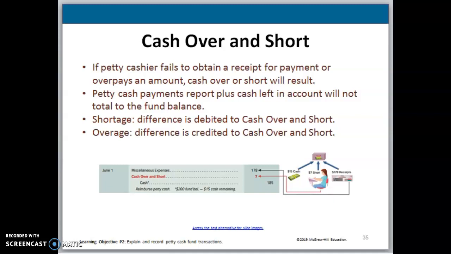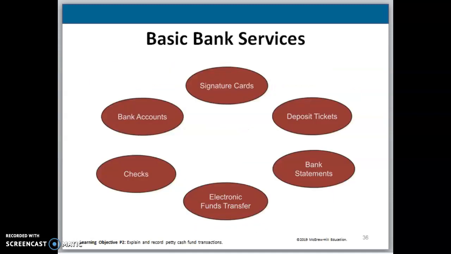So if it's short, we're going to debit cash over and short. If it's over, we're going to credit cash over and short. So we know based on the receipts what it should be, and we know based on the cash on hand what we have left. If there's a difference between the receipts and what we started with, then that would be a shortage or overage that we have to account for with the journal entry.